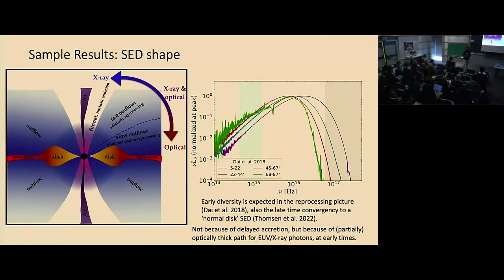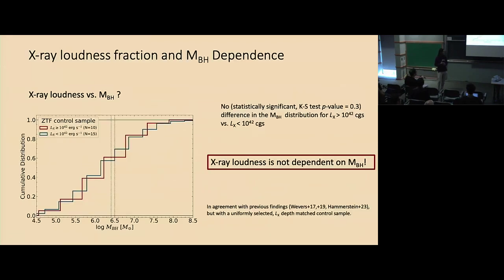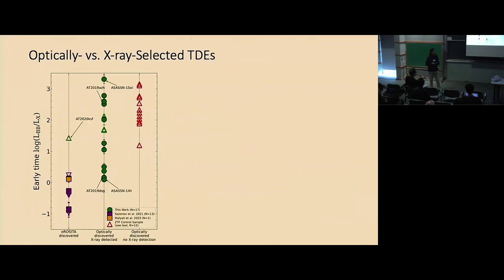Thanks for the excellent overview. I was curious in regards to the ratio of X-ray to optical. Do you see any systematic trends with the black hole mass or proxy thereof? In other words, are the ones that are more optically or X-ray bright preferentially occurring in certain?